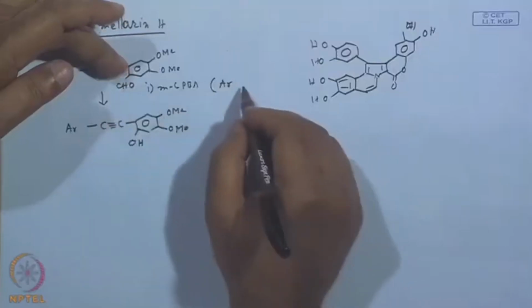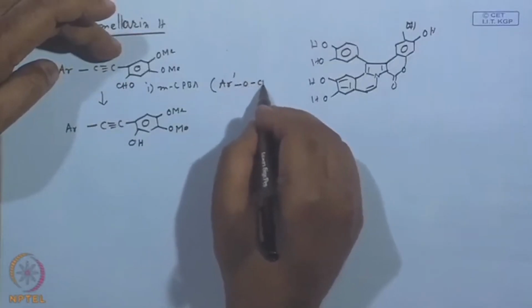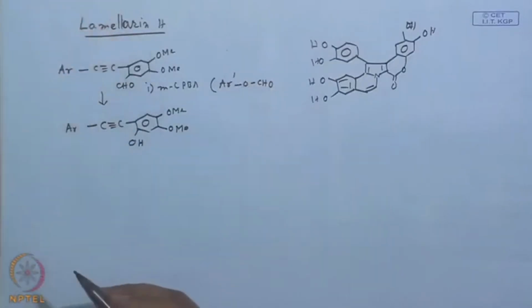So this is the condition for Baeyer-Villiger oxidation. It's a plain Baeyer-Villiger oxidation, with the aryl group migrating to the oxygen. So, what you will find here, let us say A prime. That means insertion of an oxygen between the aryl group and the formyl group. Then, what do you do?